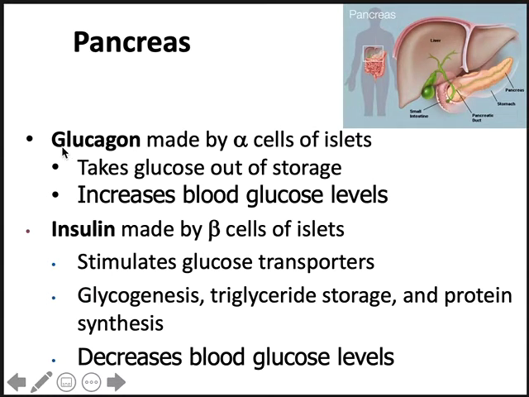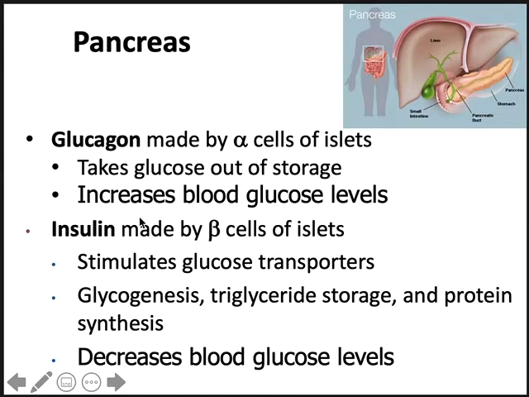So what's the purpose? The purpose is to take glucose out of storage. Remember, I've said this a lot. When your glucose is all gone, you need glucagon. Right? And then that serves to break down your glucose reserves. Glucose reserves are glycogen. So you break down your glycogen, you release the glucose into the blood, and so then you increase your blood glucose level.